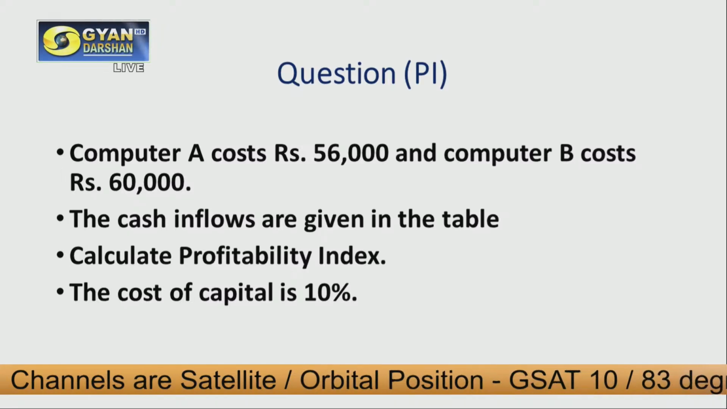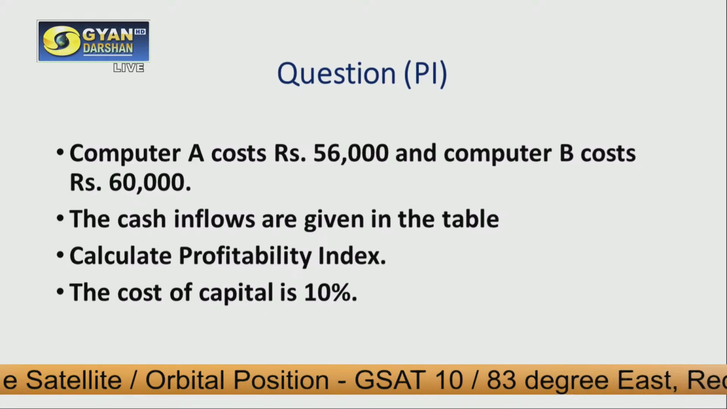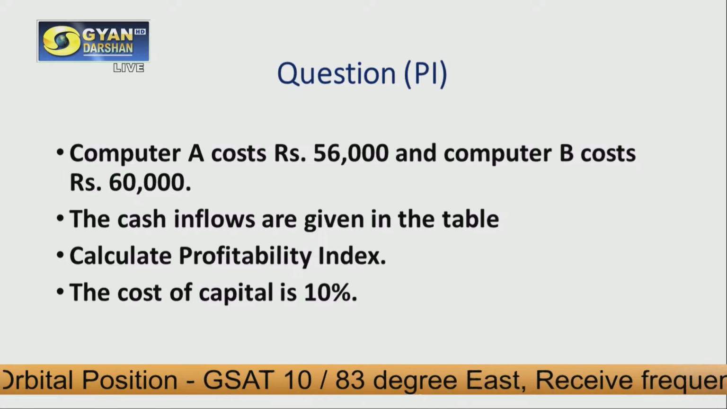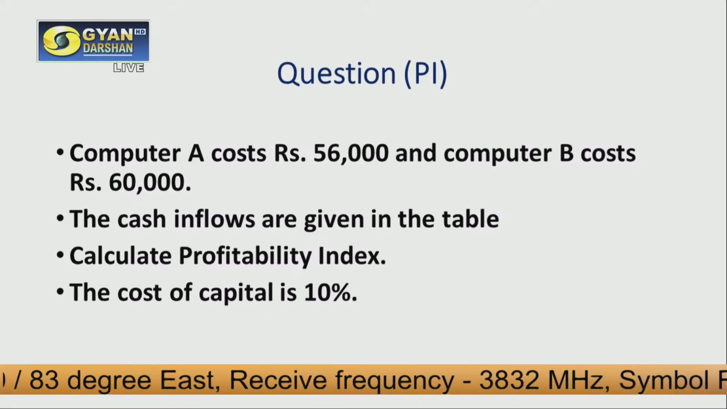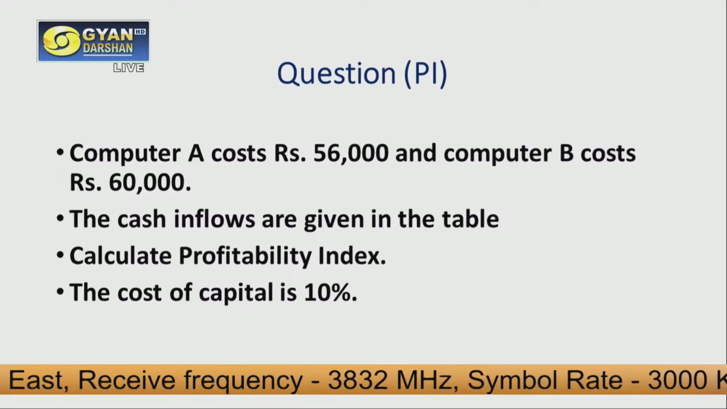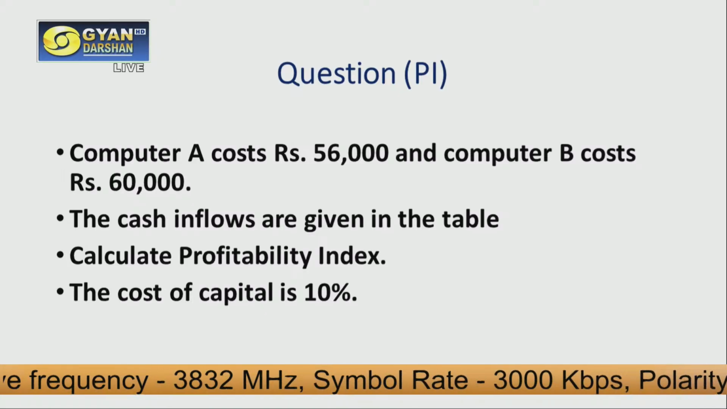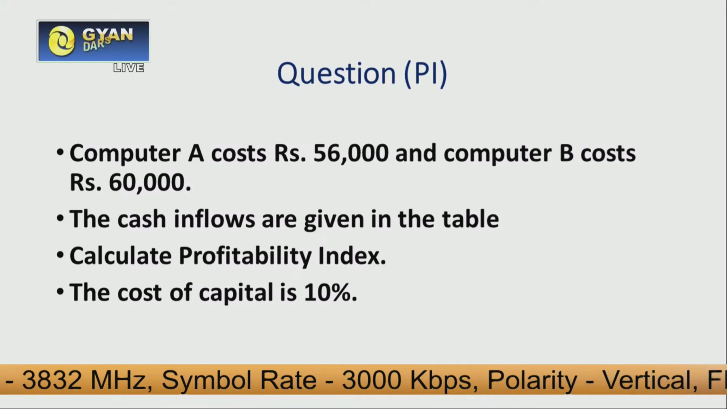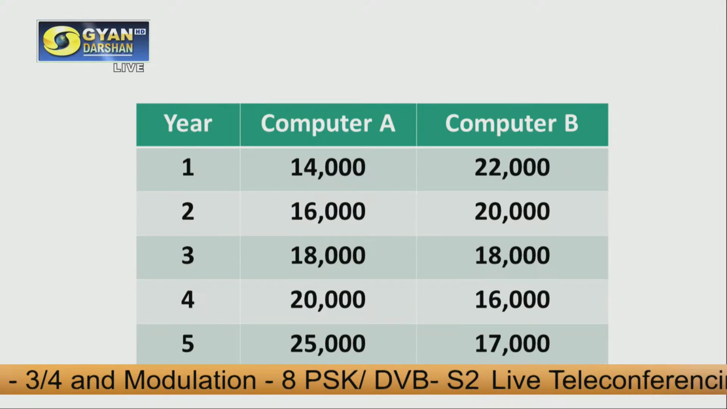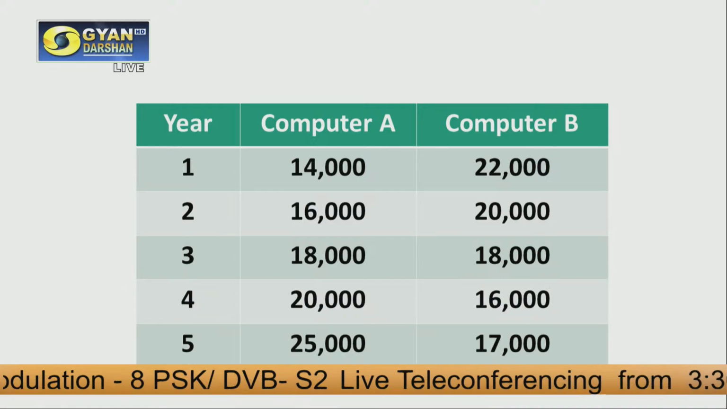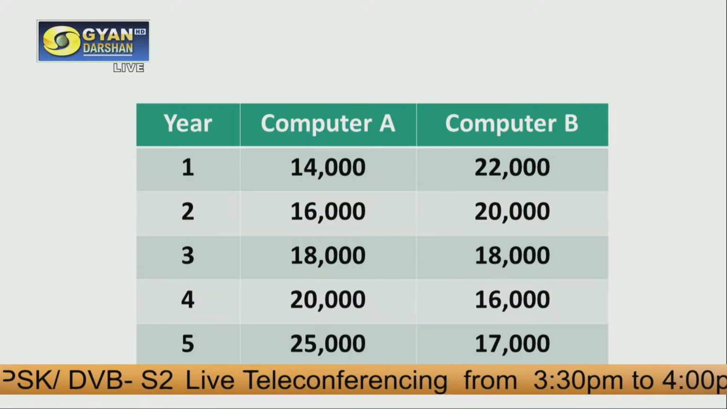There is a computer A which costs 56,000 and we have computer B which costs rupees 60,000. The cash inflows again are given in the table which is given in the next slide. We need to calculate profitability index when the cost of capital is 10%. So these are the cash inflows of computer A and computer B for 5 years. Now let us solve this to calculate the value of profitability index and to give the conclusion for computer A and computer B.